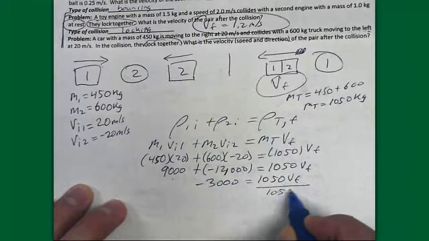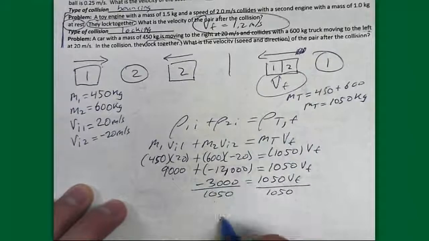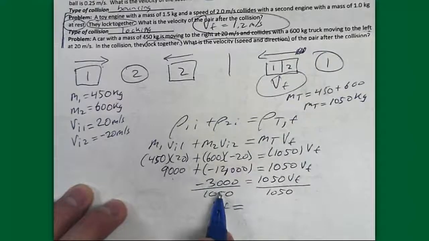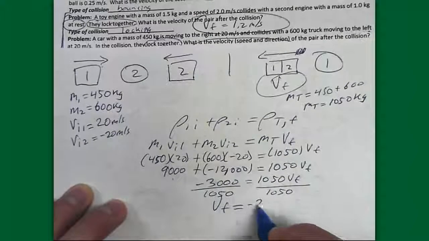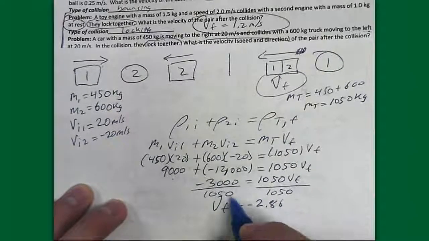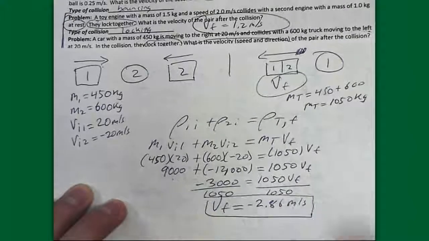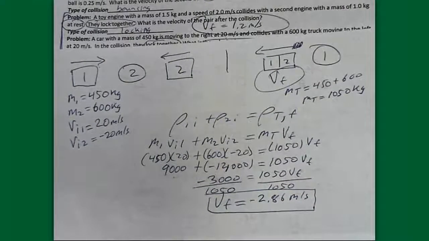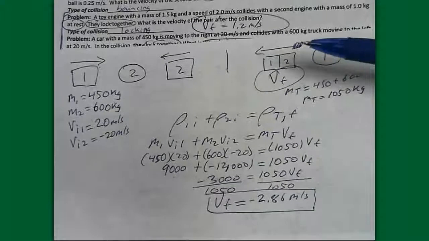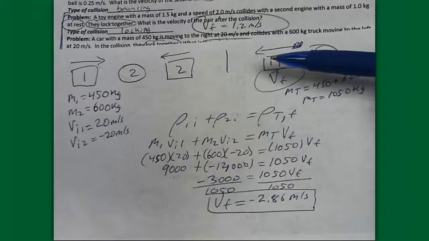Divide both sides by 1050, and you'll find that the final velocity of this pair is negative 2.86 meters per second if you divide those out. Pretty bad collision. They're moving towards each other, and they end up moving to the right at 2.86 meters per second.